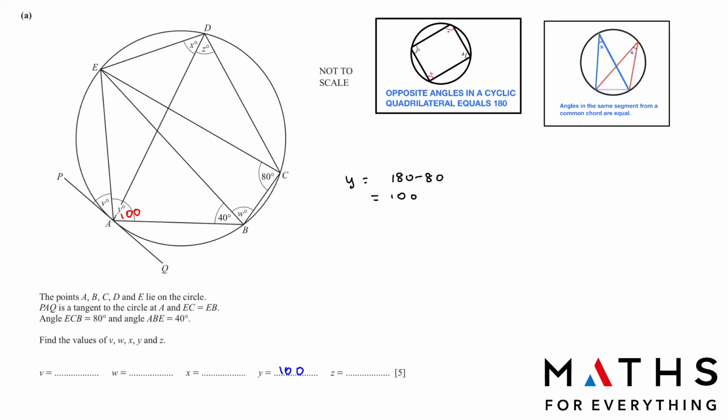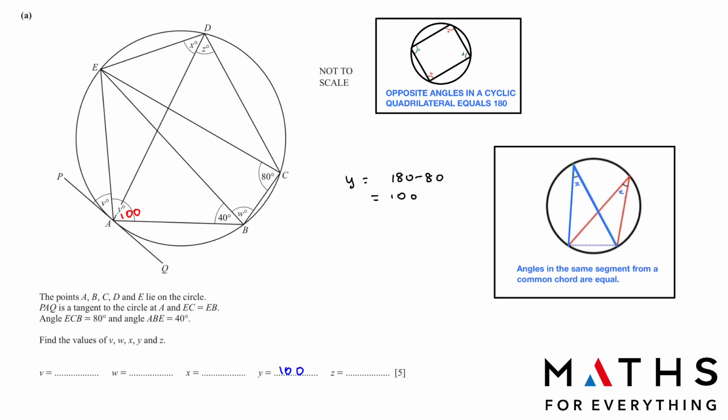The other very important circle theorem is angles in the same segment from a common chord are equal. So if you have a chord and you have angles coming out from that chord and they are touching the circumference, they are going to be equal. What other angle has been given to us? 40. So there must be some reason they have given us 40. We will see how to use that.